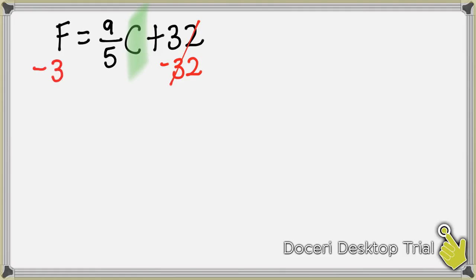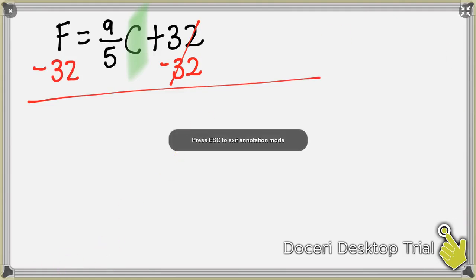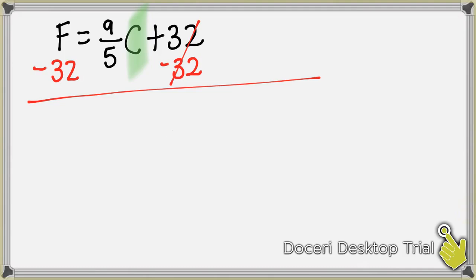Whatever you do on one side, you have to do on the other side. Now, I know you don't know what F minus 32 equals off the top of your head. So instead, we're just going to leave it as F minus 32. You don't know what F is, so you can't say what F minus 32 is. We'll just leave it as F minus 32 equals 9 fifths C.